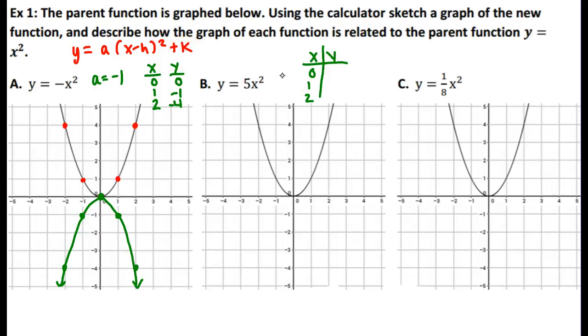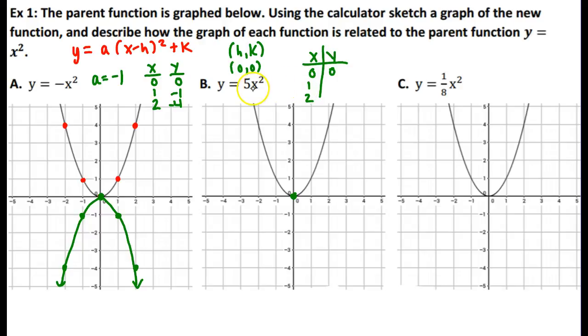So my vertex, remember, vertex is h comma k. Since there is no h, there is no k, my vertex is going to be at 0, 0. So that brings me to my first point. When I put in 0, 0 times 0 is 0. Multiplied with 5 is still 0. So we can see that 0, 0 is still on this new graph.